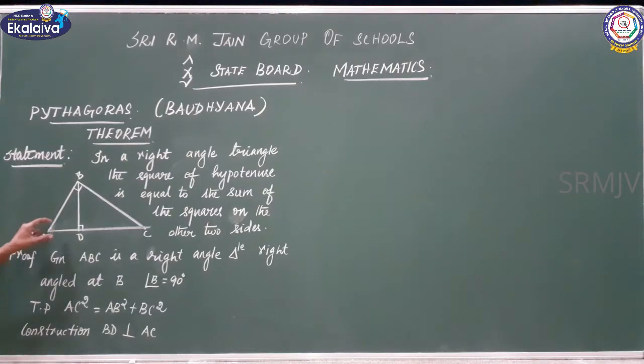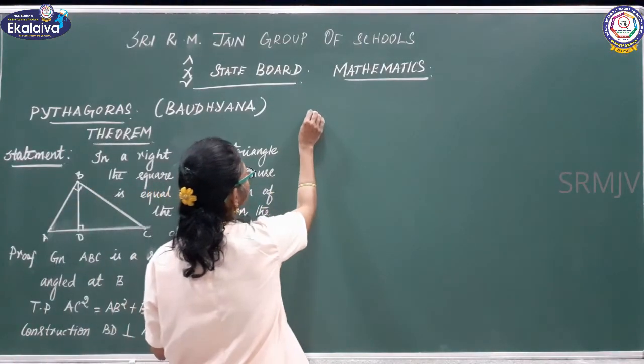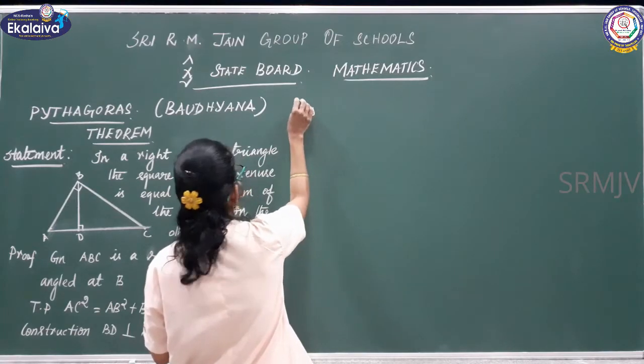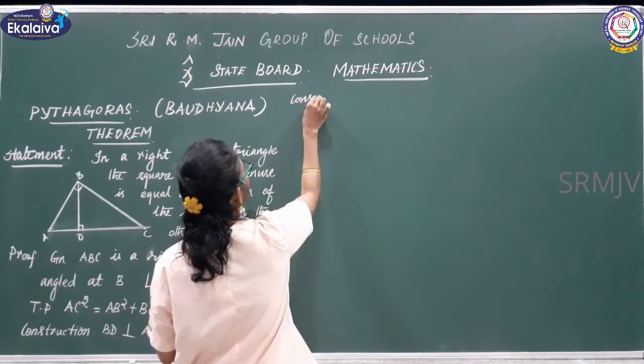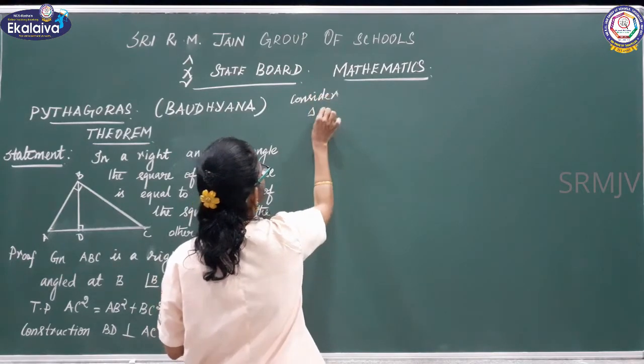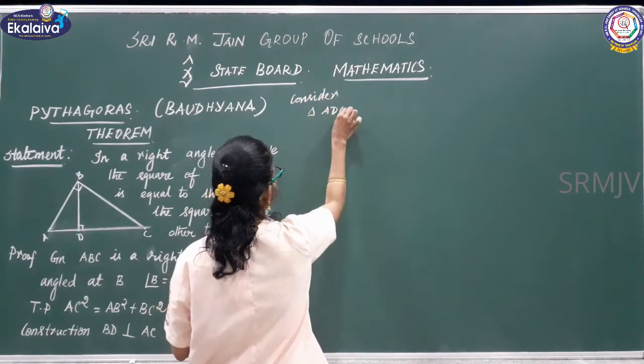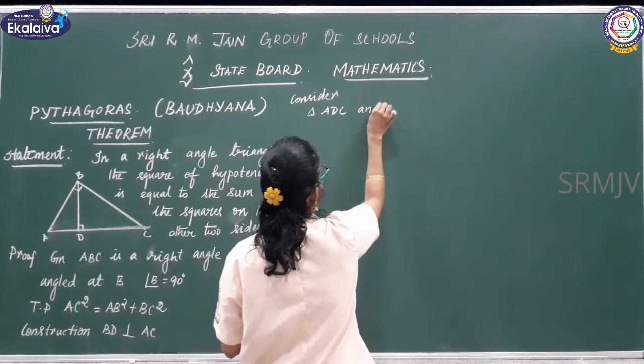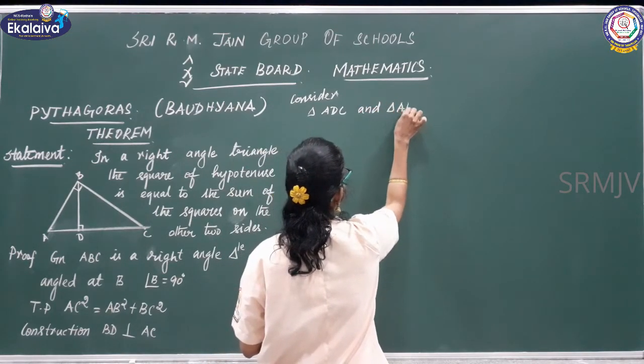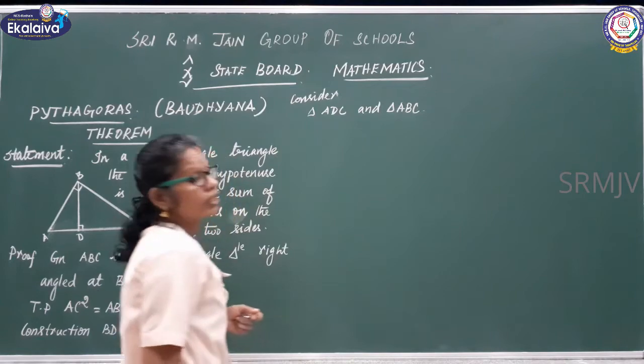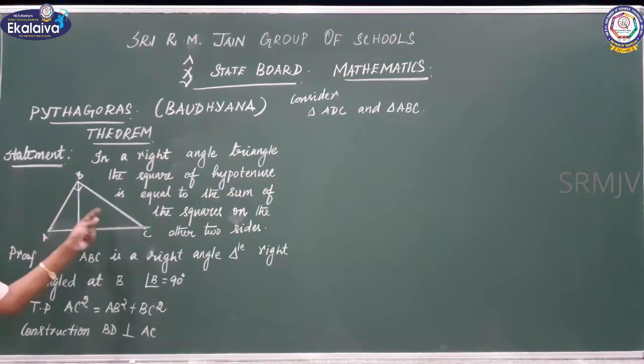Now we are going to take two triangles, the small triangle and the bigger triangle. You want to show the similarity. Using the similarity only we are going to arrive at this result, right? Listen carefully children. Consider triangle ADC and triangle ABC.